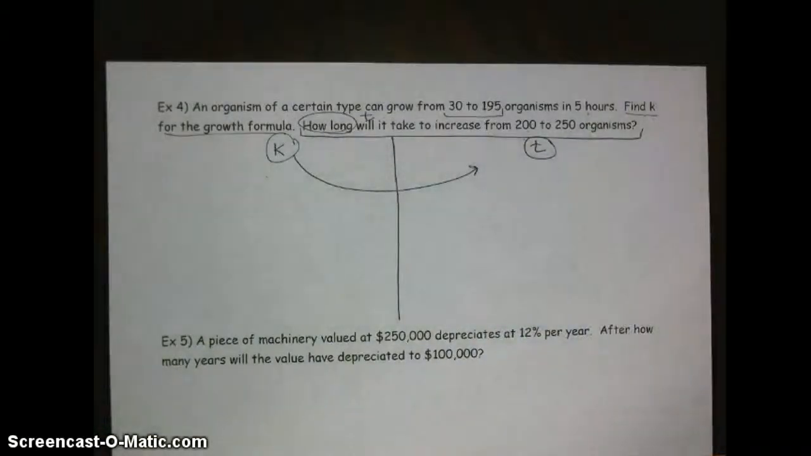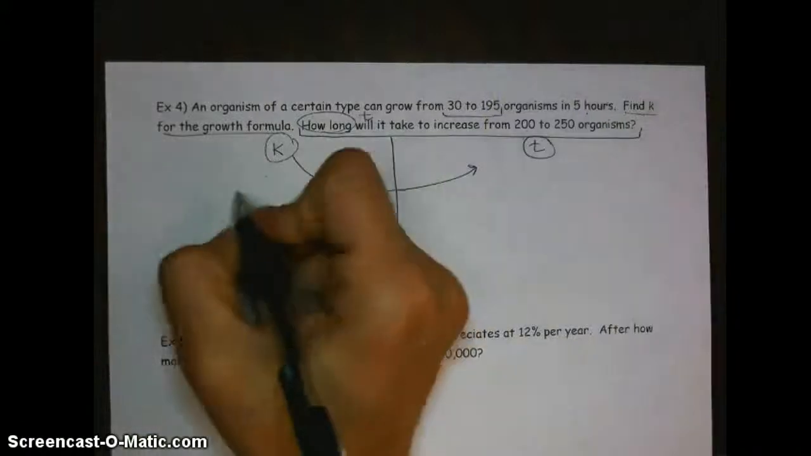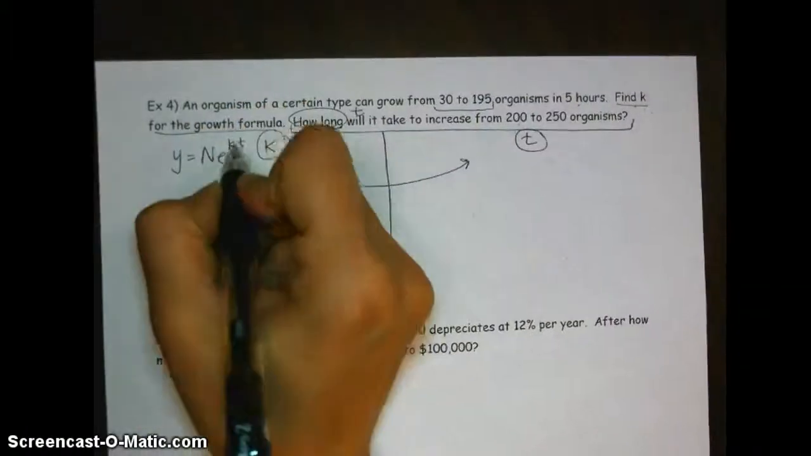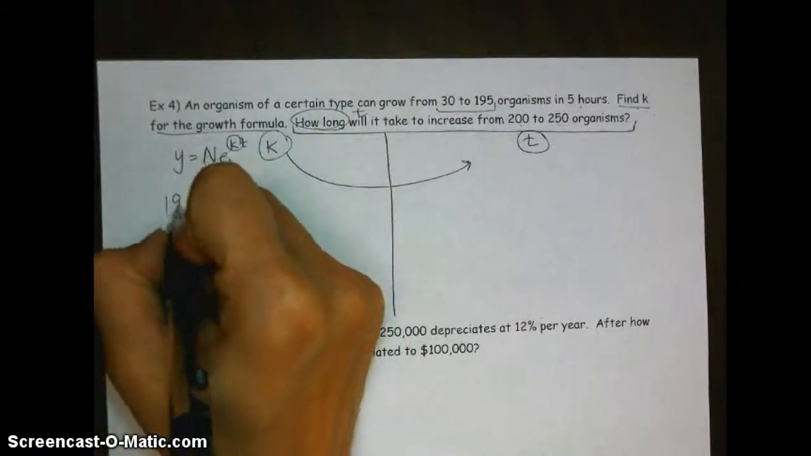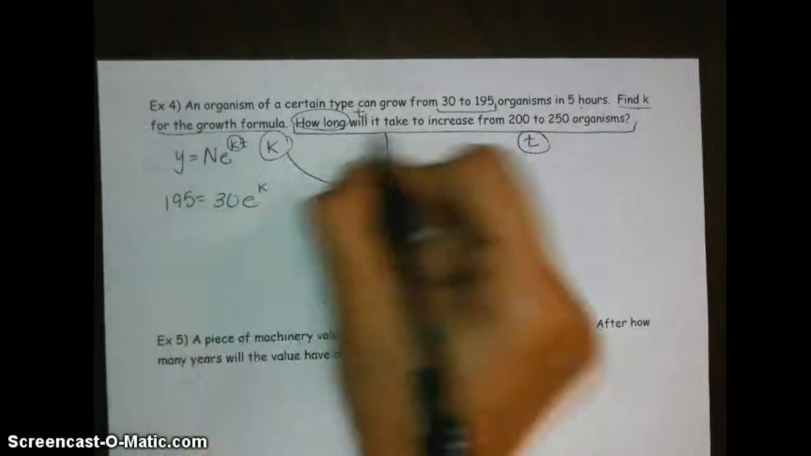Again, this is one of our science application problems, so we're going to use y equals N times e to the kt as our general format. Again, we're looking for k, so we've got to fill in the blanks for everything else. My ending amount is 195. My starting amount is 30. K is the unknown, and time is 5 hours.